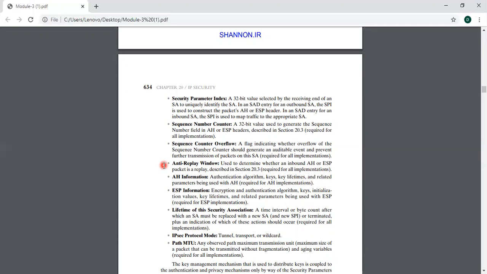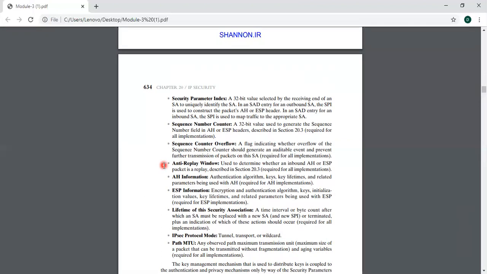Next one is authentication header information. It has the related parameters being used with the authentication header, like algorithms, keys, key lifetime, and related parameters. Then ESP information has the related parameters used with ESP implementations, like algorithms, keys, initialization values, and key lifetime.